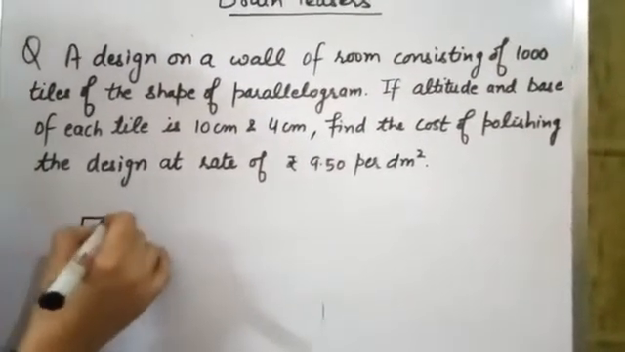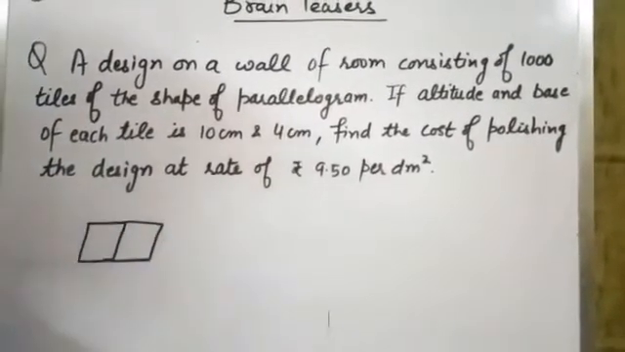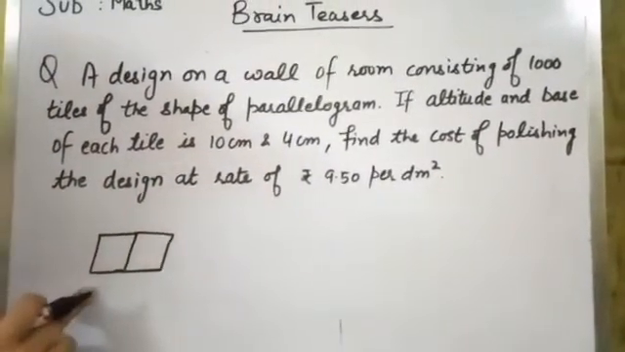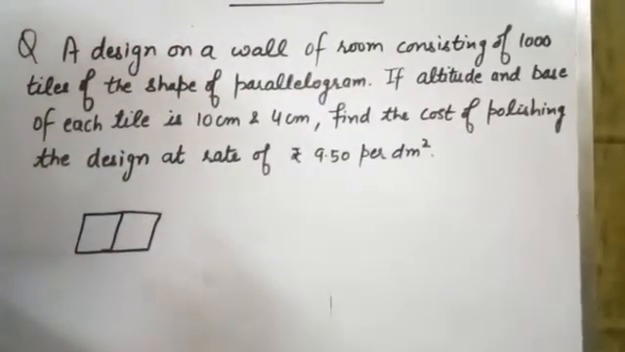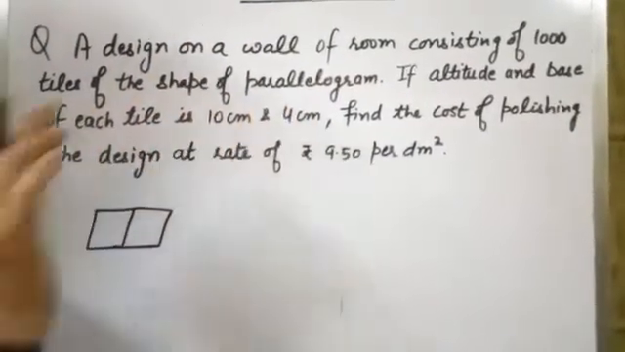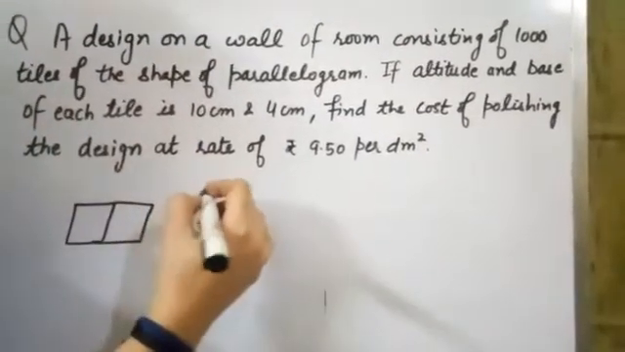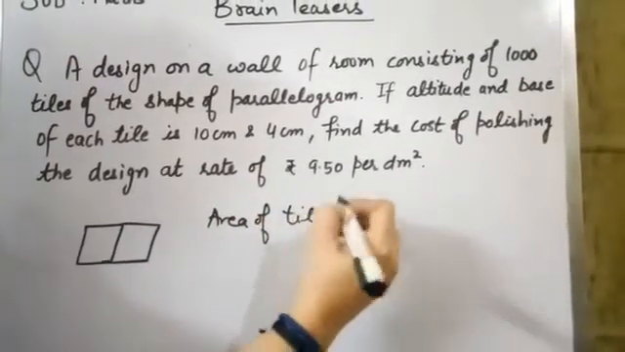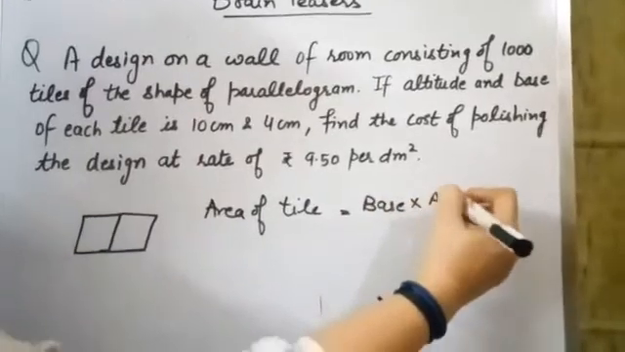Now the design of the wall consists of 1000 tiles which are in the shape of a parallelogram like this. The whole area is covered by these 1000 tiles. If we can find the area of one tile that is in the shape of a parallelogram, and both the base and the height are given to us, the base and the altitude both are given, so we can find the area of one tile, that is base into altitude. Both are given to us.